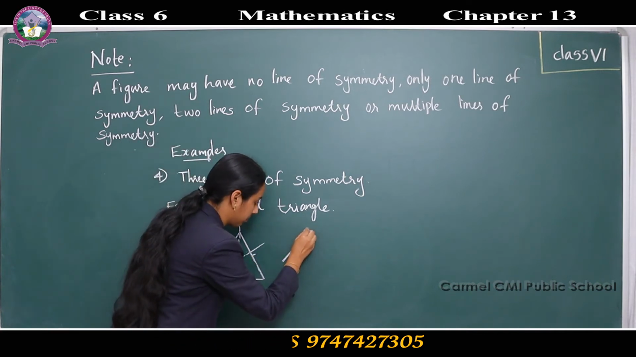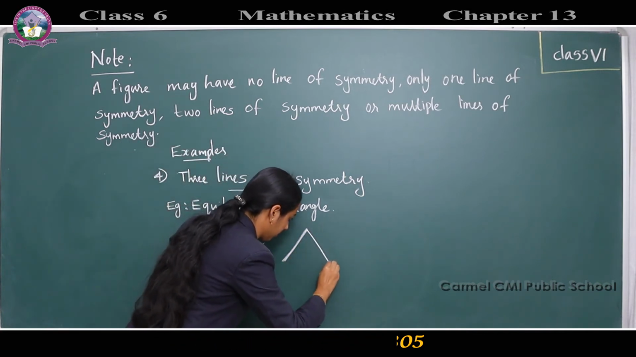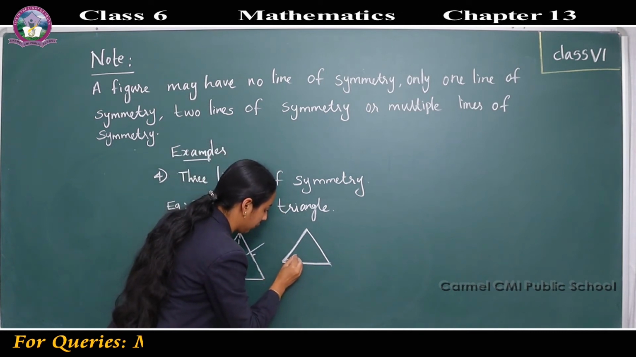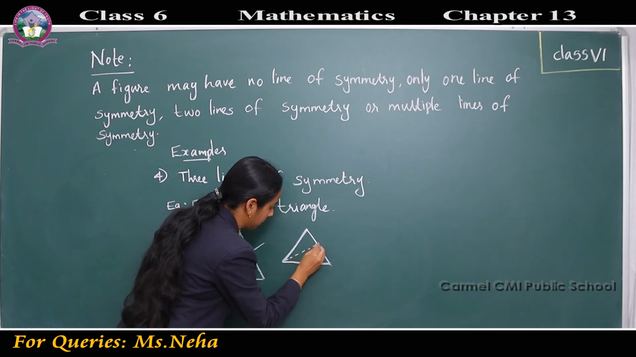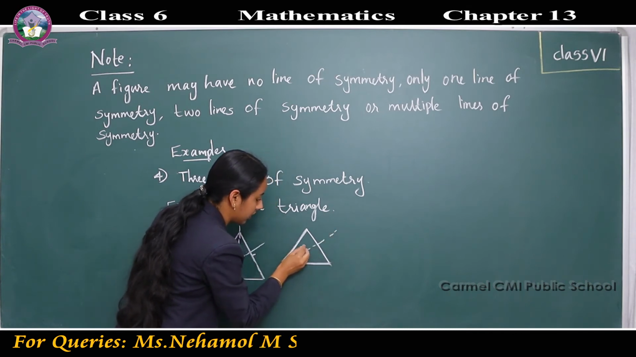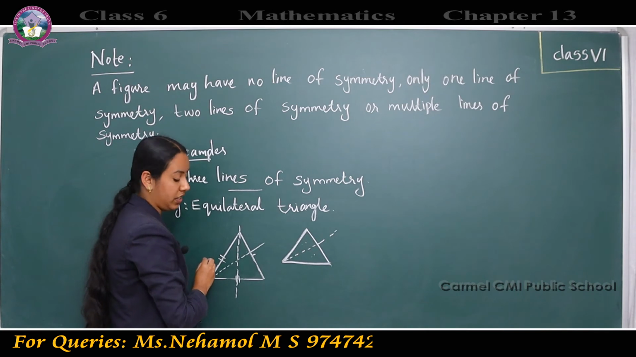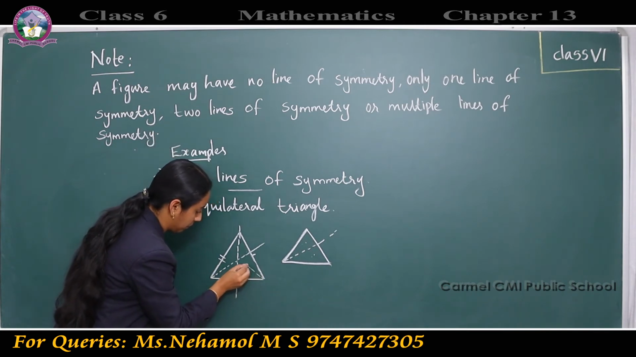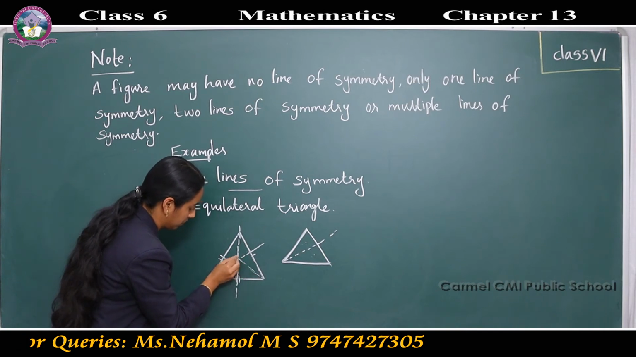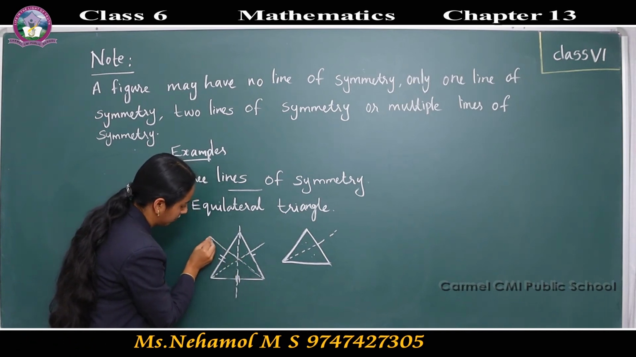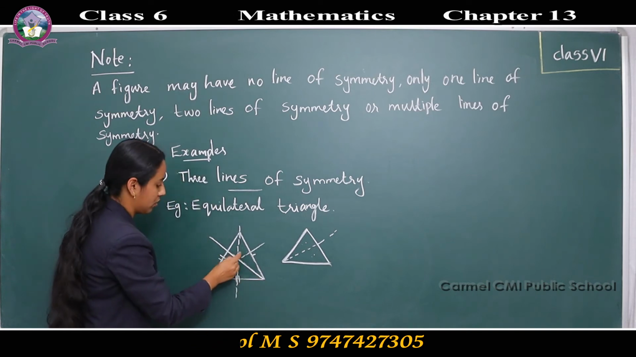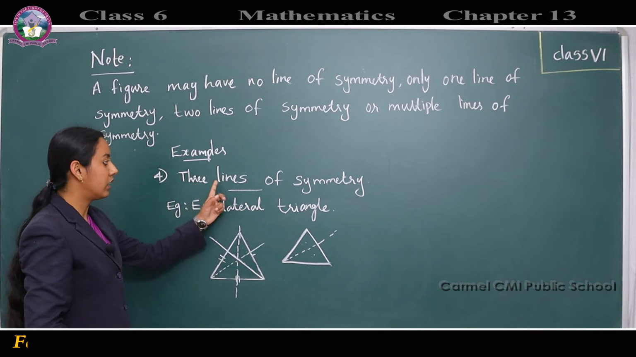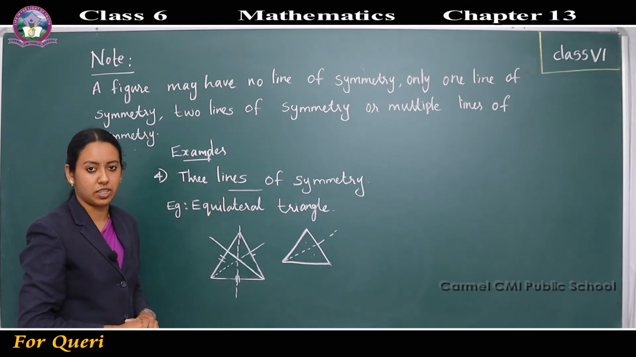That means, suppose this is our equilateral triangle. Then if we draw a line of symmetry this way, these two parts will be identical. Similarly, this way also we can draw. These two parts also are identical. So for an equilateral triangle, there are three lines of symmetry.